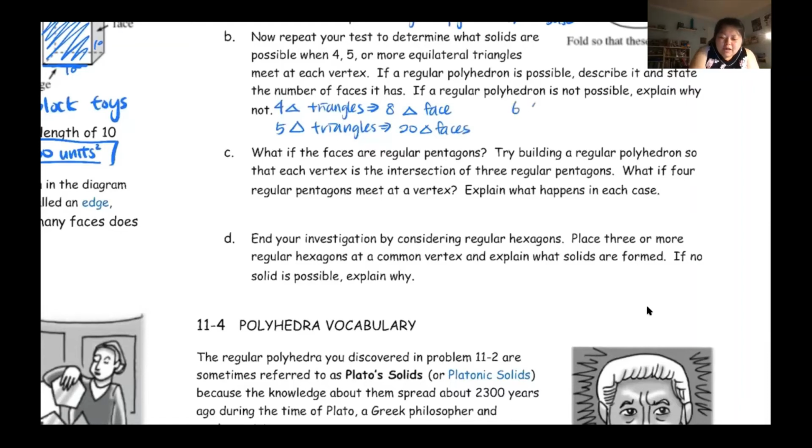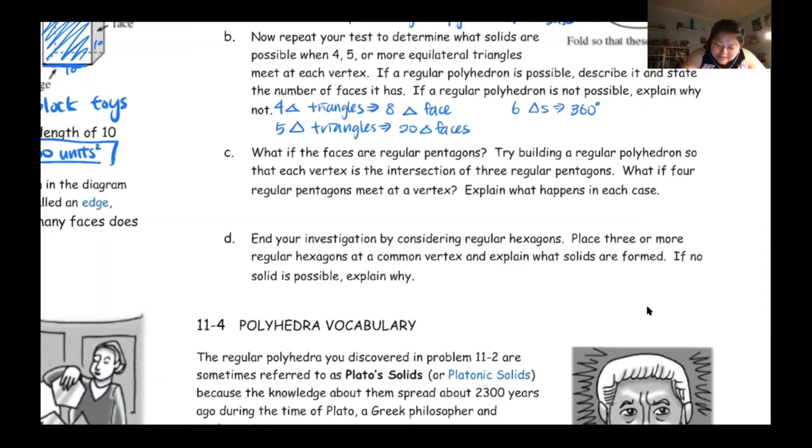If you have 6 triangles, because it's an equilateral triangle, each triangle tip is 60 degrees. 6 times 60 is 360 degrees. It's a full circle. So you can't make a polyhedron. It can't be a circle there. A polyhedron has to have angular tips here. So it can't be a circle.